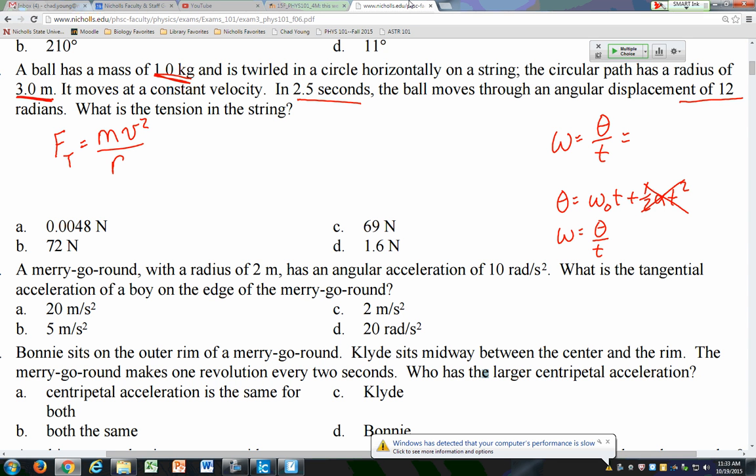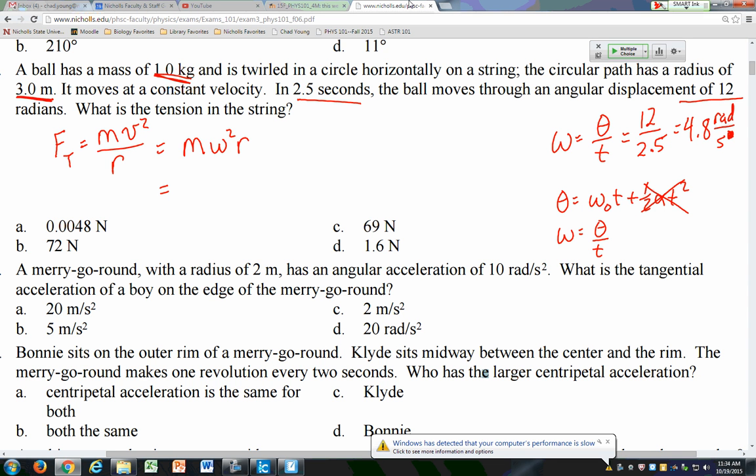So my omega is theta over t. That's 12 over 2.5. What is that? 4.8? Okay, so that's equal to 4.8. But be careful, because this isn't my linear velocity, v. This is omega. So I need to either calculate v is omega r, or do this m omega squared r thing. Either one you want to do is fine. I'm going to do it this way.